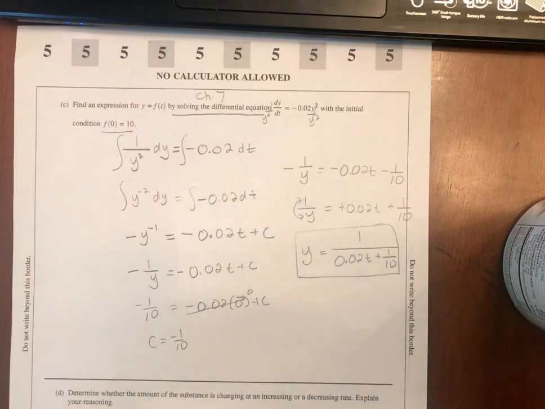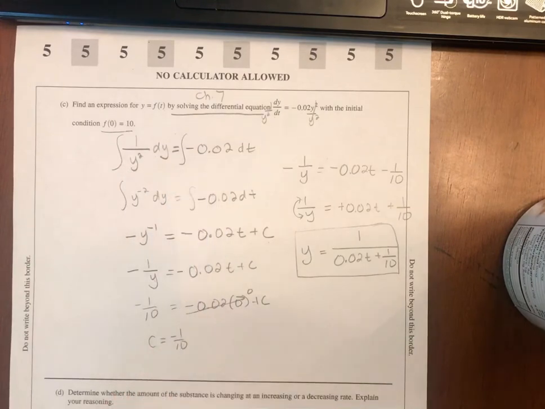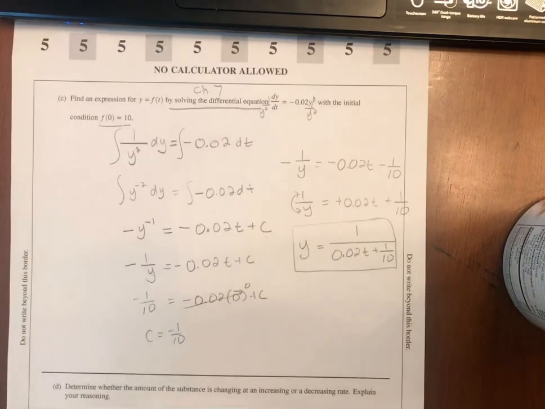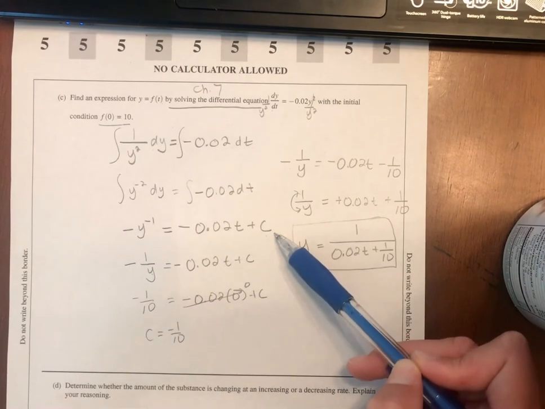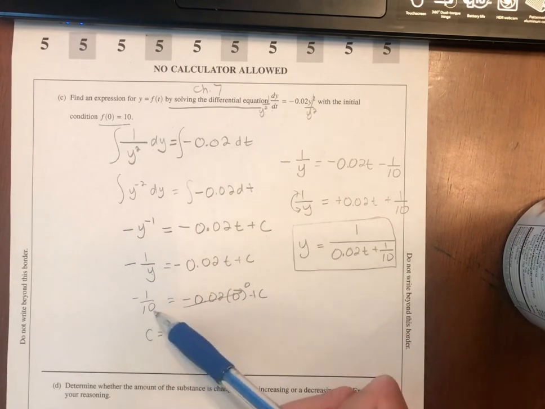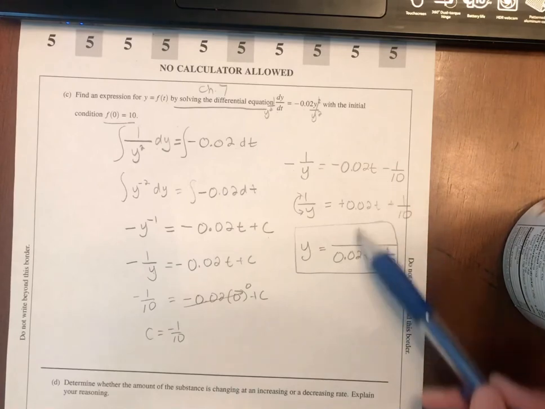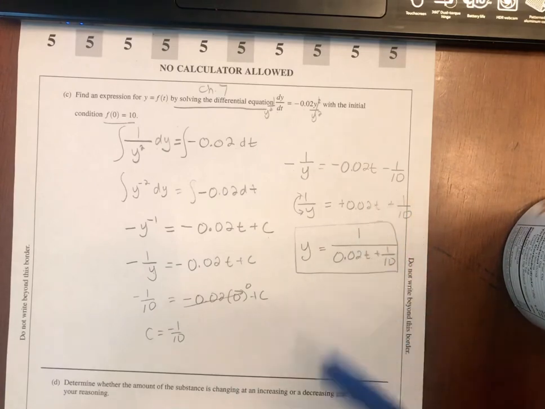So go back and check out chapter 7, separation of variables. This is a great way to earn a lot of partial credit. You earn credit for writing your definite integral, so don't forget your dy's and dt's. You earn credit for each separate antiderivative. You earn credit for adding a plus c. You earn credit for using the initial value, and then the very last point are these few steps right here for solving correctly. So check that out.